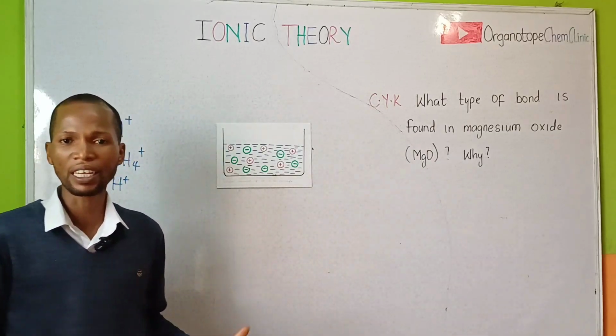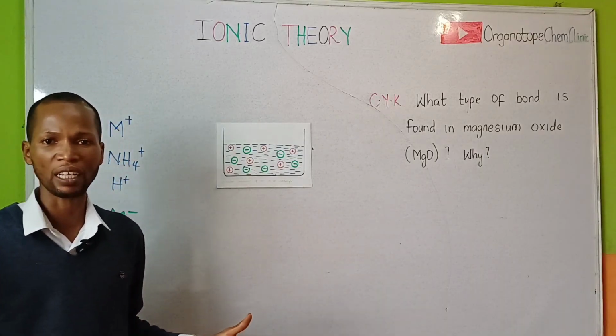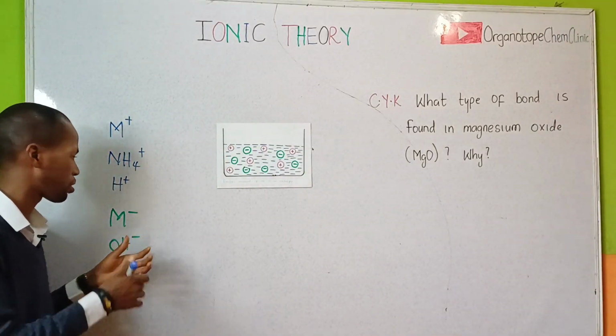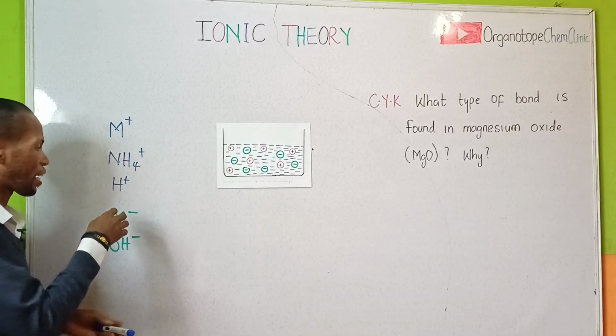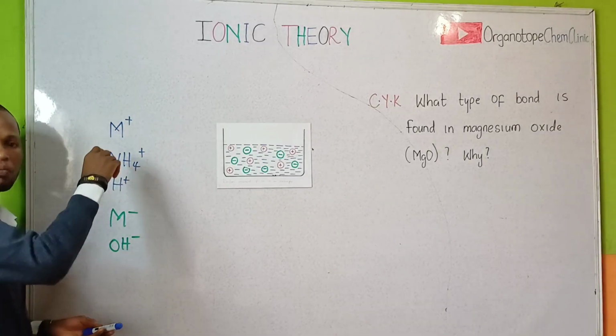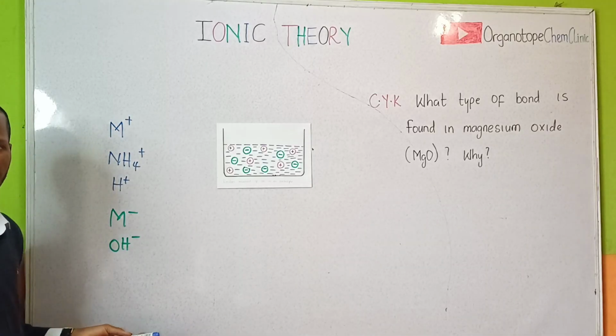So when the metallic atom loses its electron, it becomes positively charged. And when the non-metallic atom gains the electron, it becomes negatively charged. During the exchange of electrons, metals become positively charged, while the non-metal becomes negatively charged.